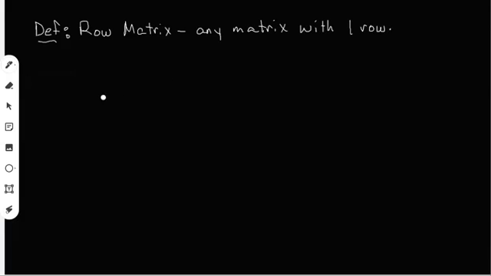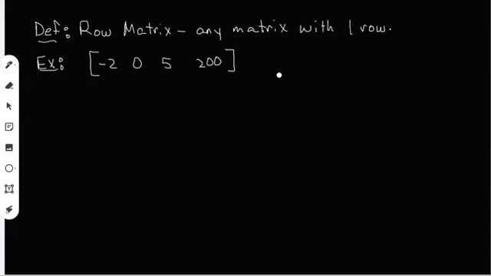Any matrix with one row. Let me give you a good example of this. Let's say we just have one row where we have -2, 0, 5, 200. This would be a row matrix.